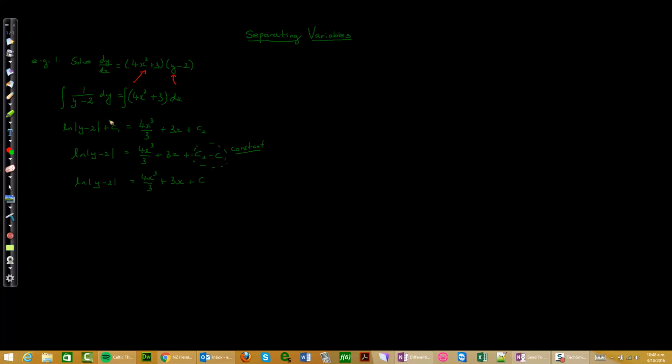So there was no need to really have put the c1 and c2. We could have just put this constant on the right hand side straight away. No need to muck around with constants like this. And that's what I'll do in the future questions.